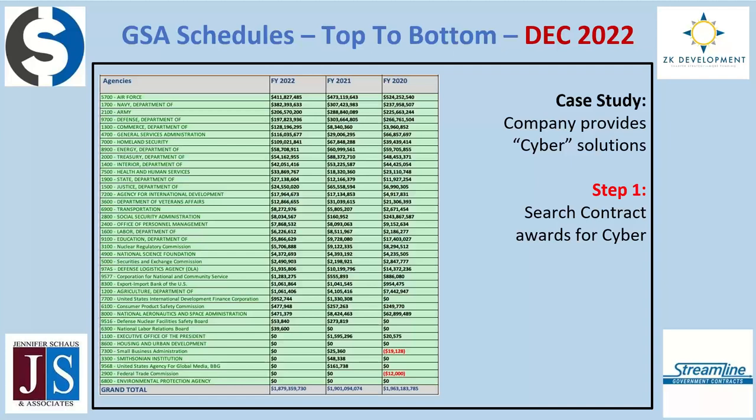So use this type of information to go through the list of agencies as you're creating step one of your strategy. And in this case, it was just saying, hey, let's see what's out there, which agencies I should target. So let's go into step two.